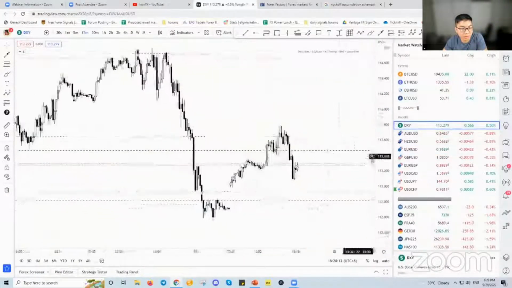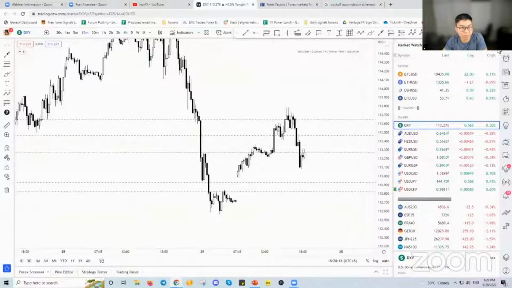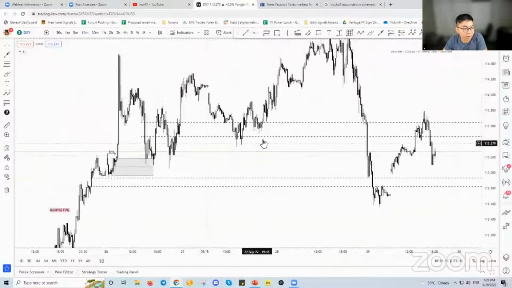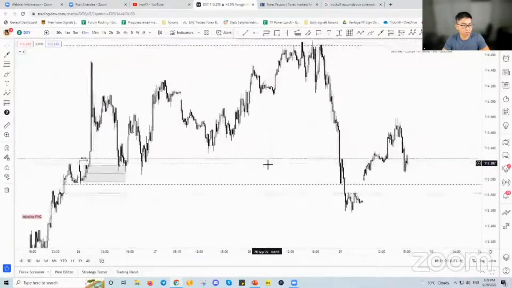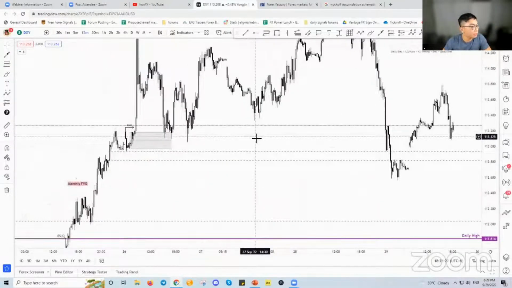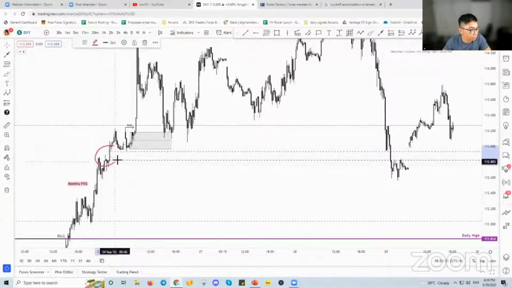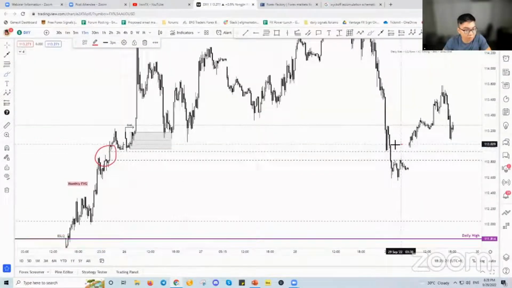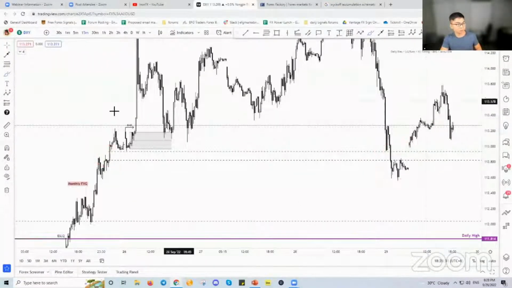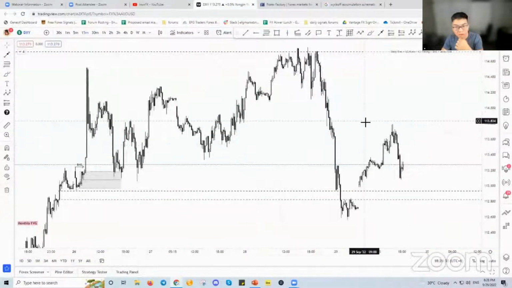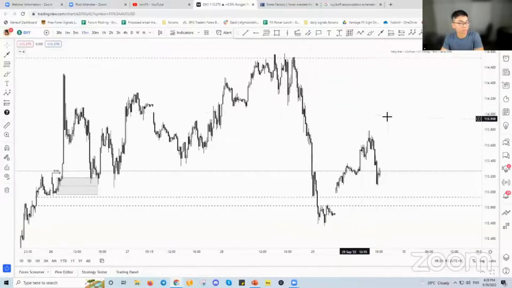Let's go to DXY and take a look at the dollar index. What is going on? Okay, we had a 15 minute market imbalance. I drew it out in the past. Price came down, cleared the imbalance, and shot back up. The dollar seems to be weakening at the moment, so other pairs against the dollar should be rising.